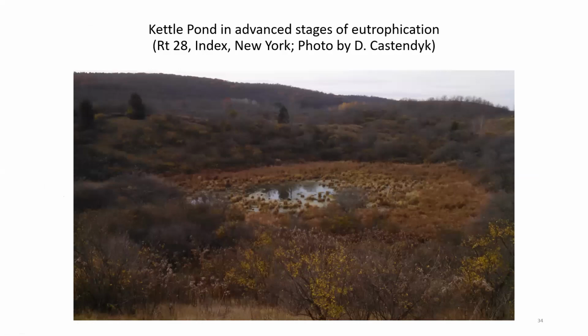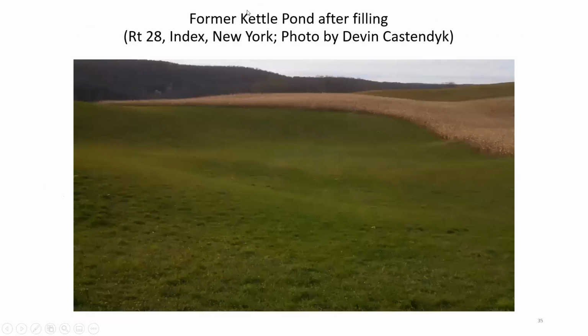So this is an example of a natural process, right? This is a kettle pond in New York. It's in the advanced stages of eutrophication. You can see that there's only a little bit of water left. There's a bunch of plants surrounding it. But other than that, everything looks kind of okay. And this is what it looks like now after filling in. So you can see that it's completely filled in. There's no more lake, and it's now grass, which is really cool.